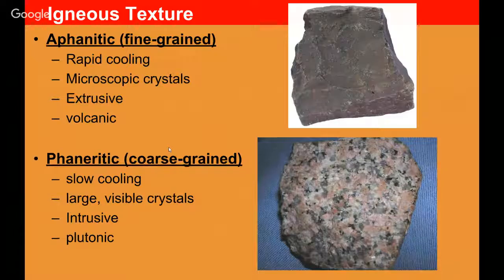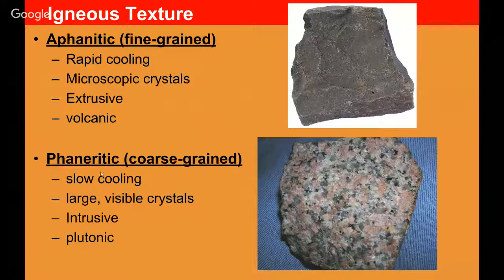And here are two extreme ends of the spectrum. This is an aphanitic, also known as fine-grained, extrusive igneous rock. Notice that you can't make out individual crystal grains. It's microcrystalline, right? Microscopic crystals. Extrusive, also known as volcanic.